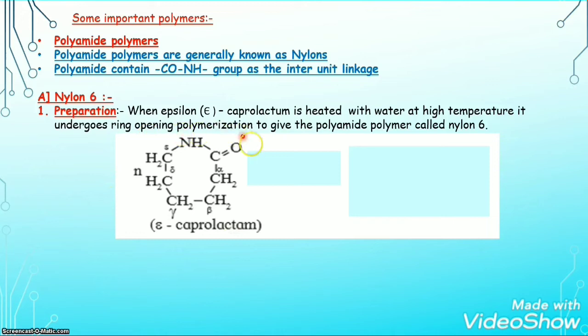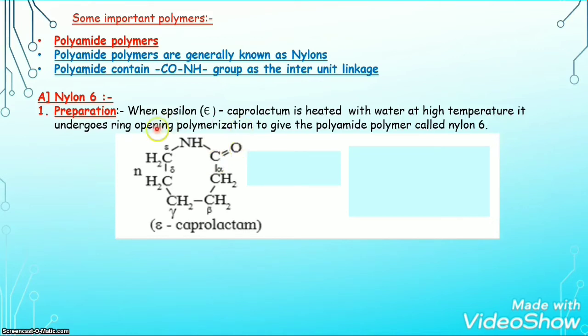Here is the structure of epsilon caprolactam. Students, observe this structure carefully. This is a cyclic structure. It consists of 5 CH2 groups, 1, 2, 3, 4 and 5, NH and C double bond O.